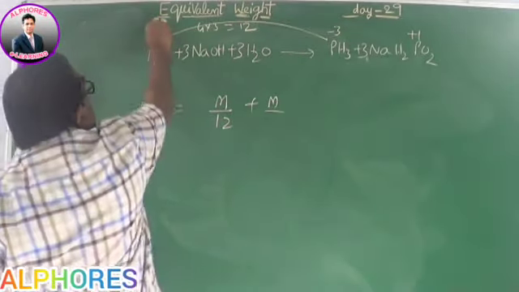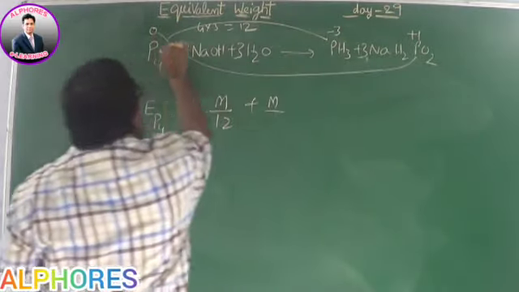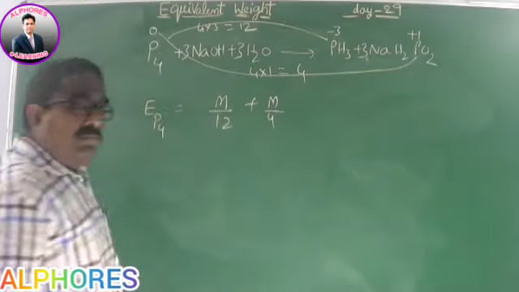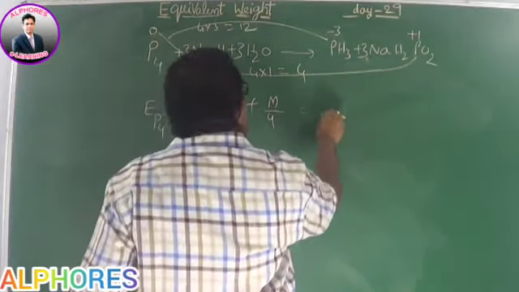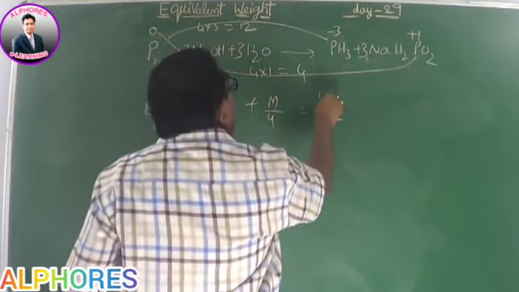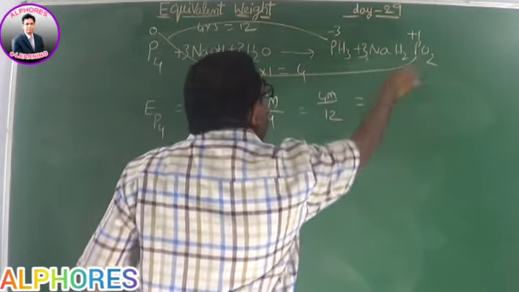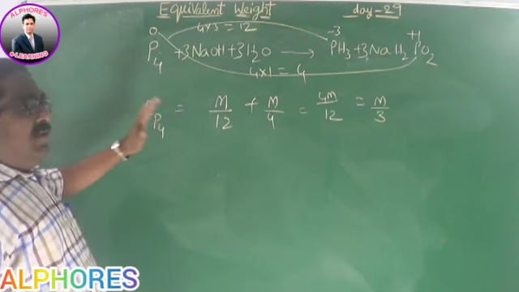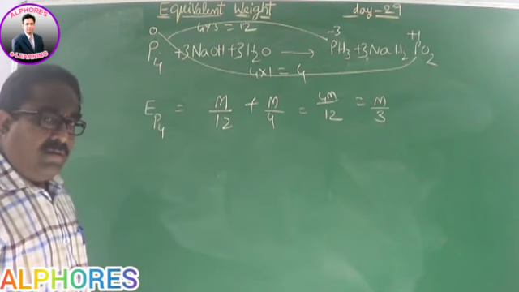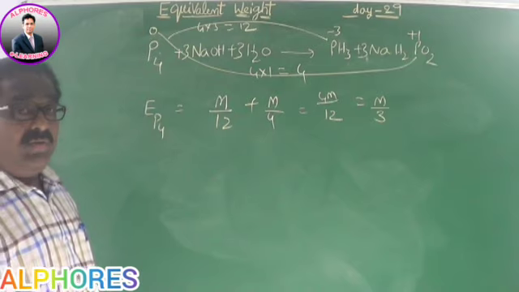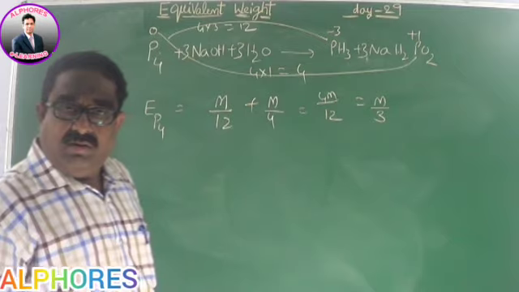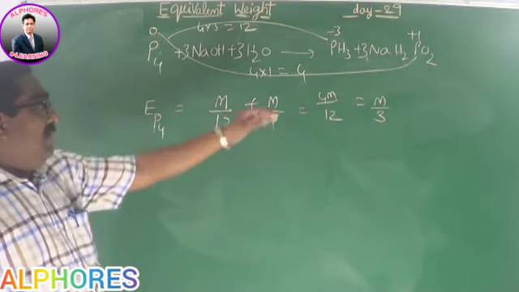For 1 phosphorus, 0 to +1, the change is 1 for 4, so 4 into 1 is 4. So M by 4. Now the LCM is 12, so 3, 4, M by 12, that is M by 3. That is M by 3. Now, this is how to calculate the equivalent weight of an element which is undergoing disproportionation. Both the changes I have added, I have got the answer.